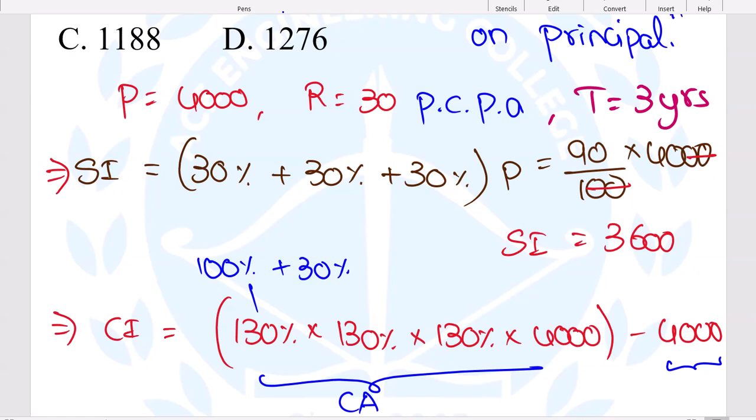In the previous one I took 30, not 130. 30% means it's only interest, no problem. You may question, sir, in simple interest, why did you not subtract 4,000? Because there I'm not taking principal extra.